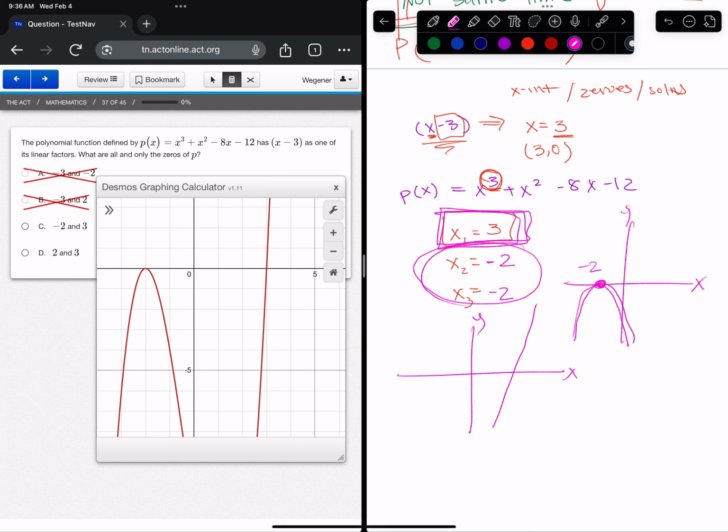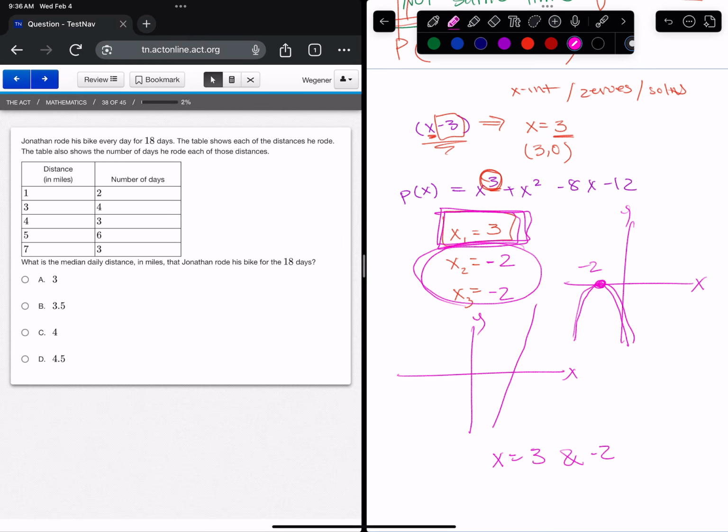So that's why here at negative 2, it makes a U-turn, because it appears twice, okay? So the answer here would be, let's see, that is C, where x equals 3 and negative 2. All right, let's move on to the next one.